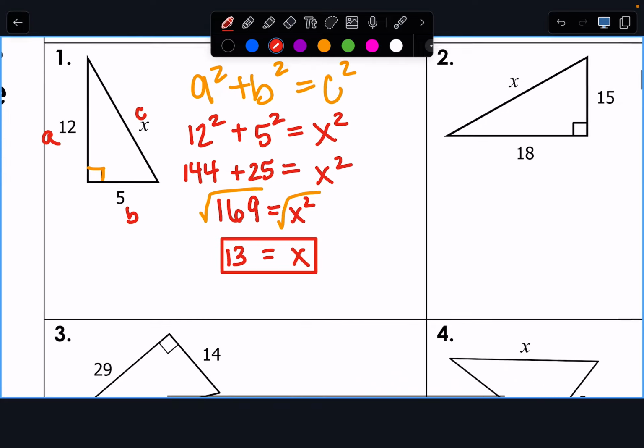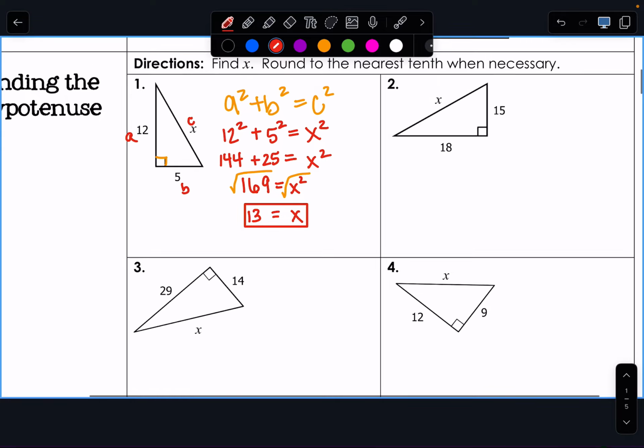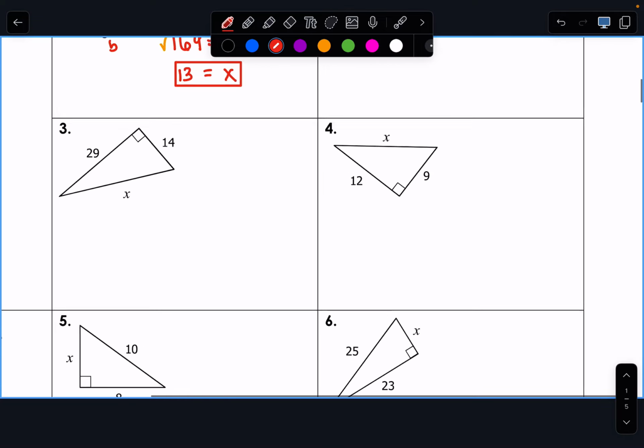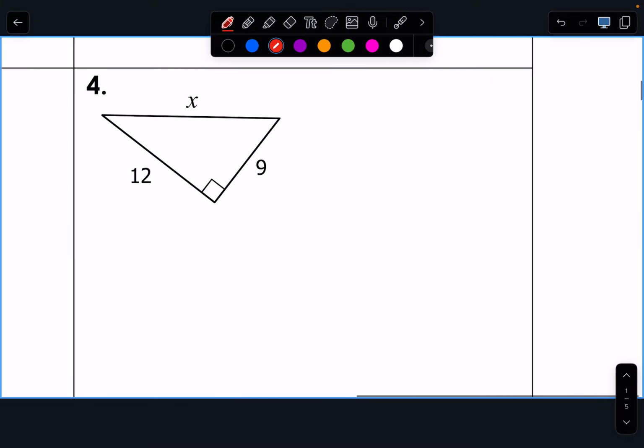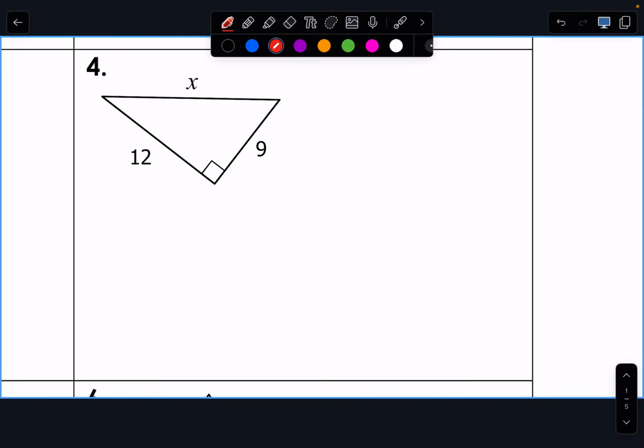Then could you do this for me? We are going to go to number 4. And in number 4, could you just set up a squared plus b squared equals c squared with where you think the number should go?